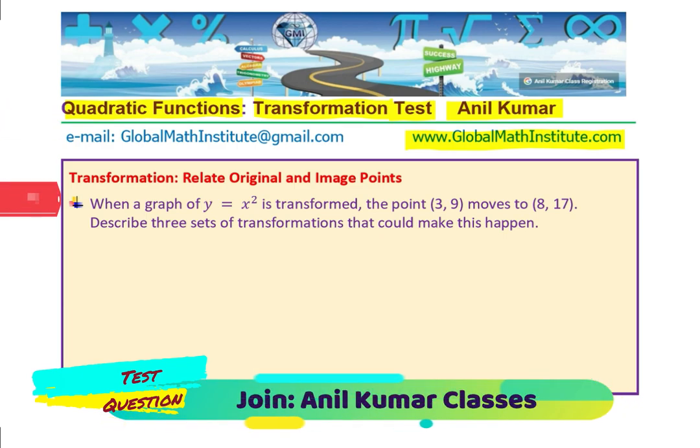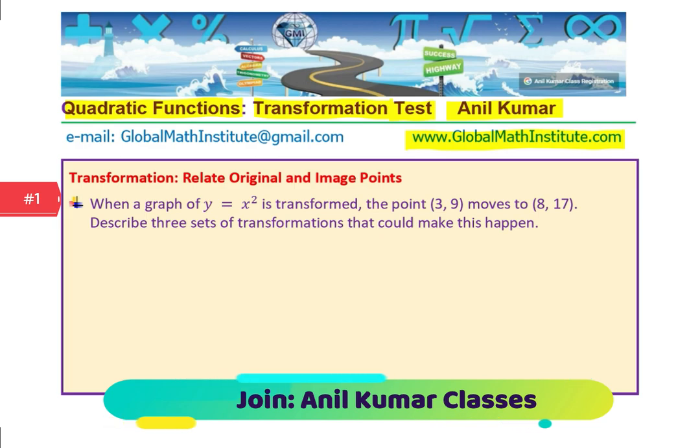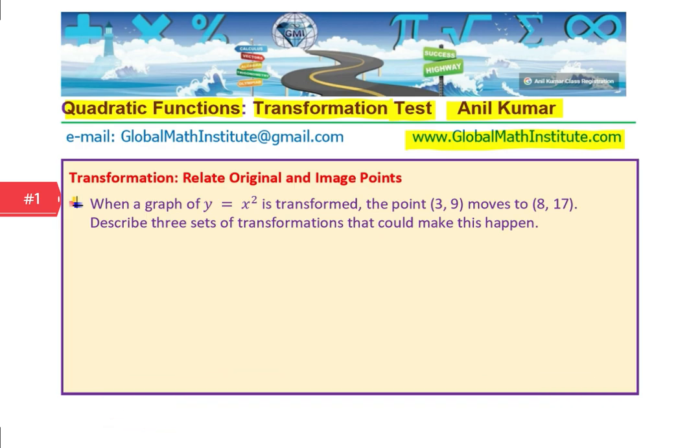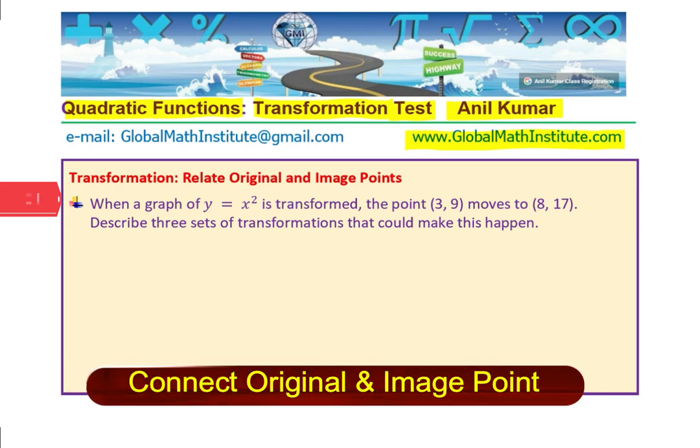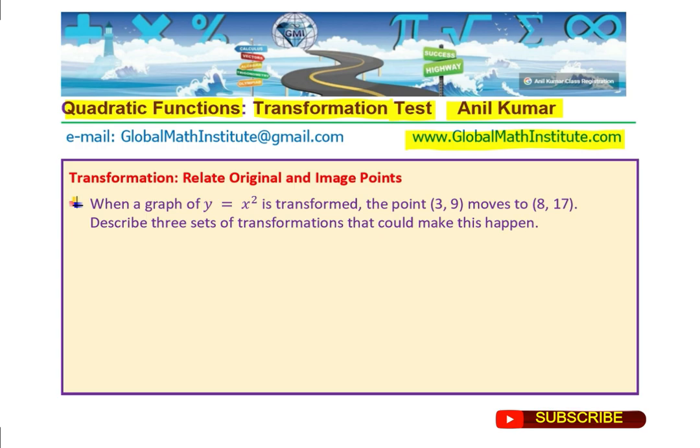When the graph of y equals x squared is transformed, the point (3, 9) moves to (8, 17). Describe the three sets of transformations that could make this happen. This question has been shared by my student, and I hope its solution will benefit most of you. We'll understand the basic concepts of linking the original point with the image point with the help of this question. You can always pause and answer, and then look into my suggestions.